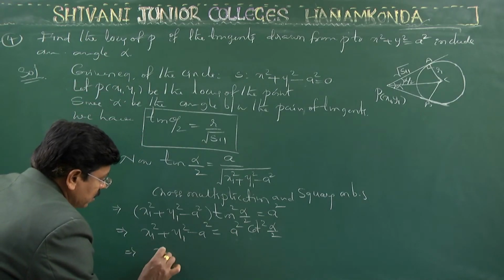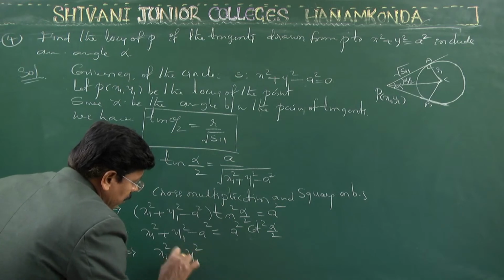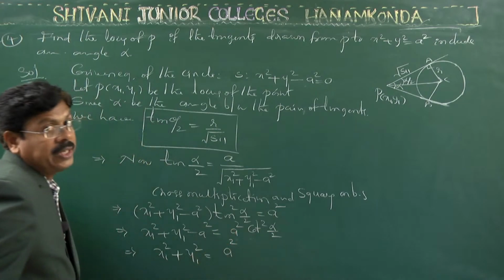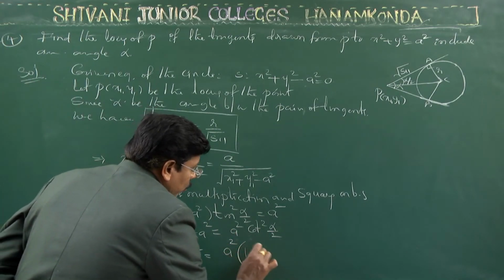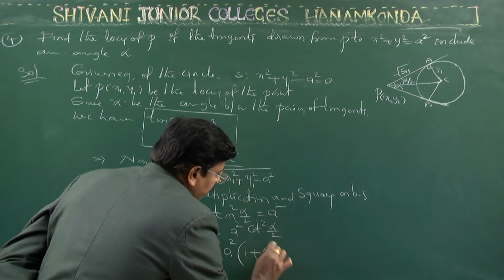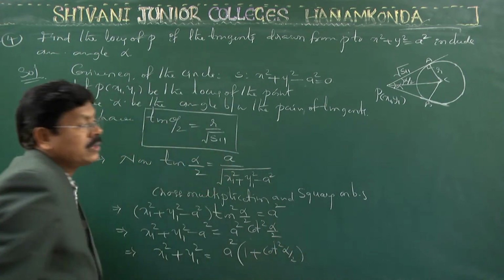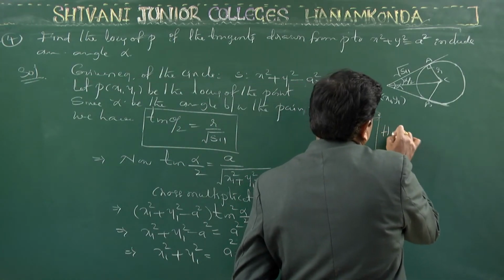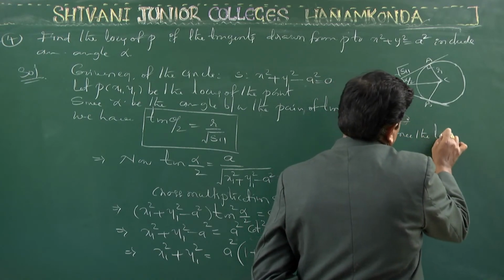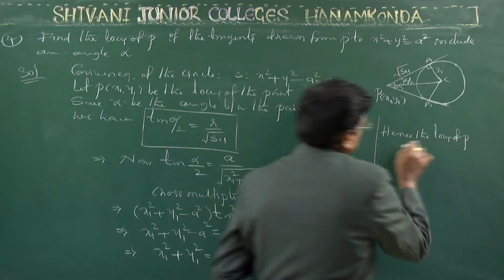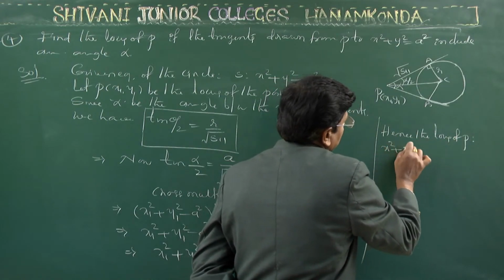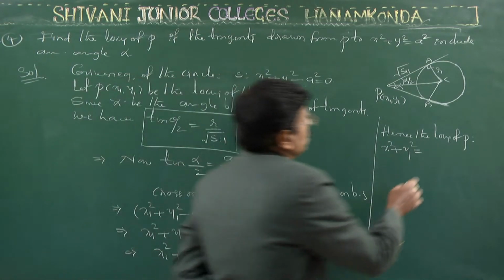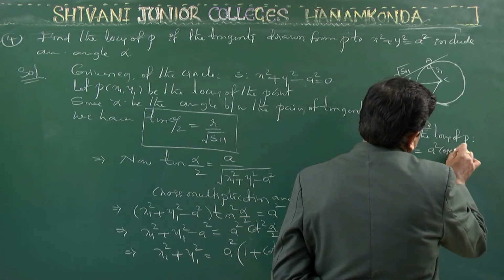Next step: the a square on the left comes to the right side, and there is one more a square on the right side, so we take common 1 plus cot square alpha by 2. 1 plus cot square alpha by 2 gives cosecant square. Hence the locus of P is x square plus y square is equal to a square cosecant square alpha by 2.